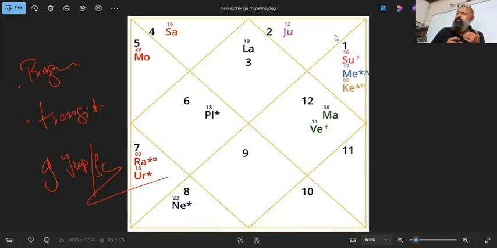I can go through nakshatras also. I can go through the divisional charts also. But first D1 chart, it shows everything. It shows everything.